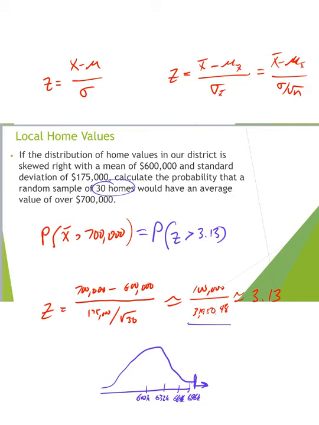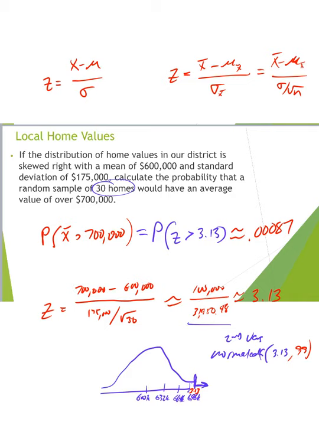or more. At this point, we can do that normal CDF function again, which was second vars on your calculator. Normal CDF, the lower bound here is going to be the 3.13, okay, because this is from here over, this is a z-score of 3.13 and over, and the upper bound can be some big number like 99. And that will give us the likelihood of getting a home value average this high, which is about 0.00087.